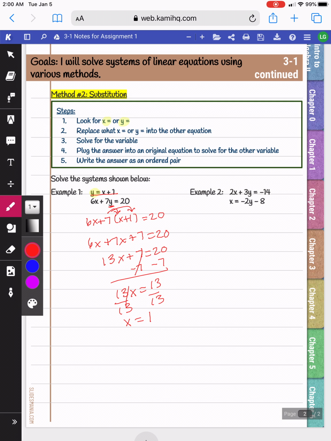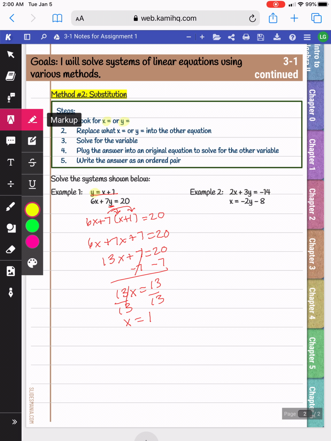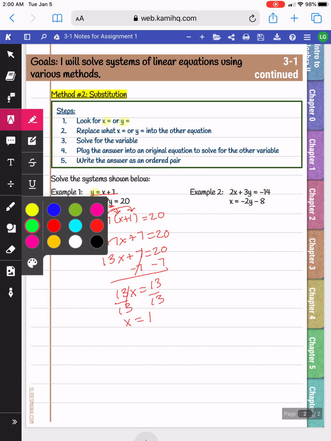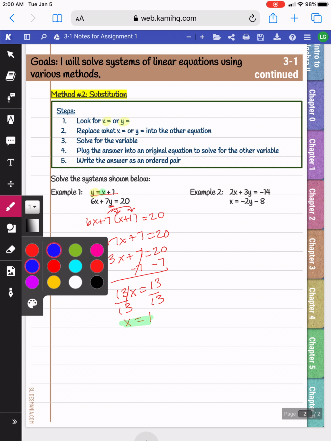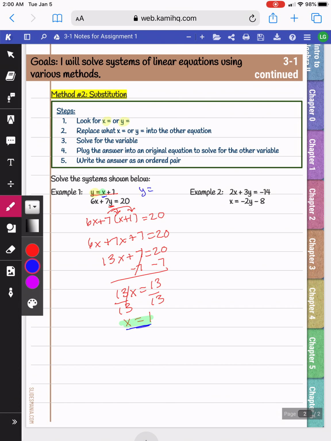Now my step 4 tells me to plug this answer back into an original equation to solve for the other variable. So now that I know that x is equal to 1, I can plug that into x in the original equation, the one that had y equals. So I can plug that into this x up here. So let's go ahead and do that. So for x equals 1, I'm going to plug that into this x. So instead of x plus 1, it becomes 1 plus 1. So y is equal to 2.